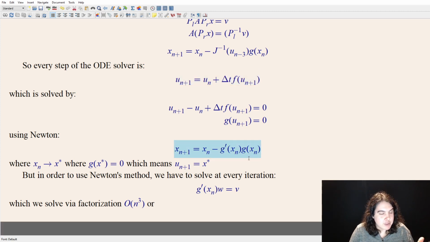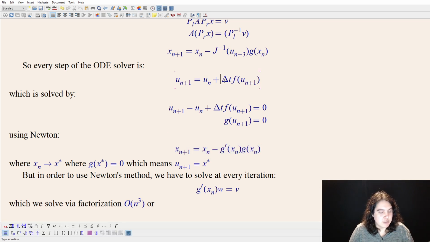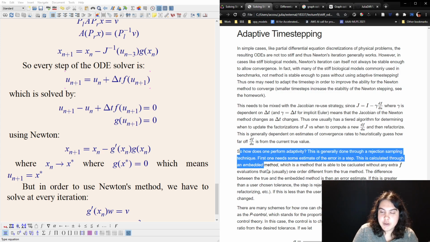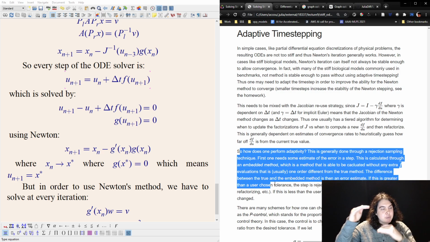If Newton's method diverges, then it shrinks delta t and goes forward and tries to choose a new delta t. So adaptive time stepping is really key to doing any stiff ODE solving. And so how do you do stiff ODE solving? Well, what you do is you solve an ODE with two methods simultaneously, and the difference between those two methods is going to be an approximation to the error.